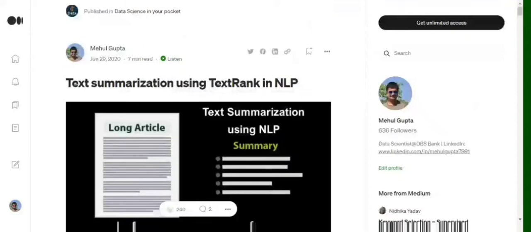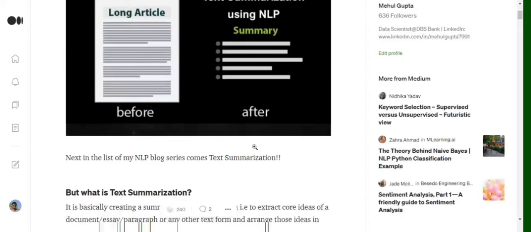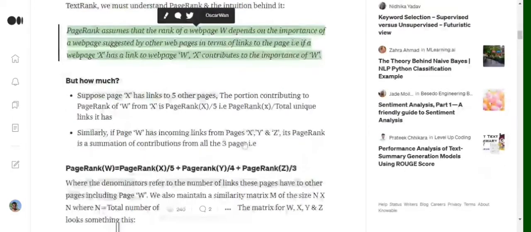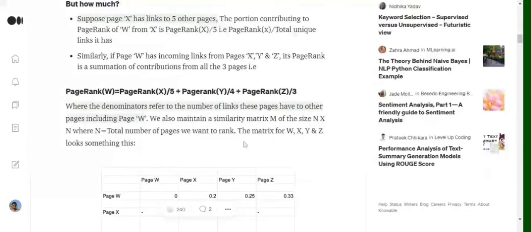Hi everyone. Today we will be discussing how text summarization in NLP is performed using the TextRank algorithm, which finds its roots in the PageRank algorithm, which is very popular and is used for ranking websites on a search engine. So let's first understand how PageRank works and how it has been extended to make TextRank.